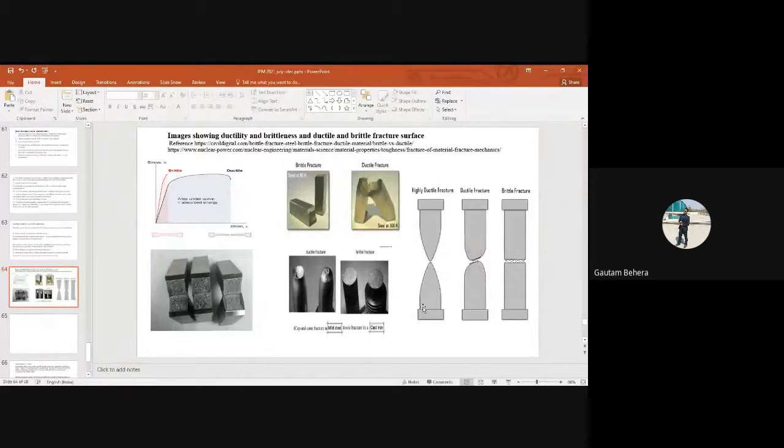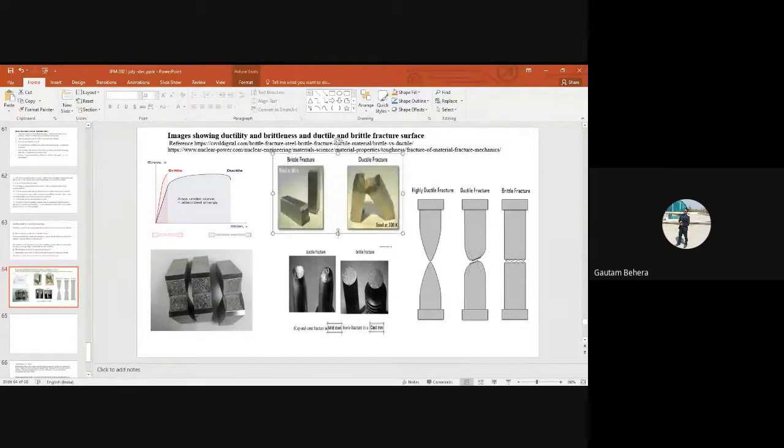These are the images showing the fracture surface of the ductile material and brittle material. So this is a brittle material, this is a ductile material. Can you people figure out what the fracture surface looks like? You can see the fracture surface in the brittle material is somewhat shiny and somewhat sharp. But here the ductile material fracture surface is fibrous. Some rough surface is there and they are not shiny like the brittle fracture surface, right?